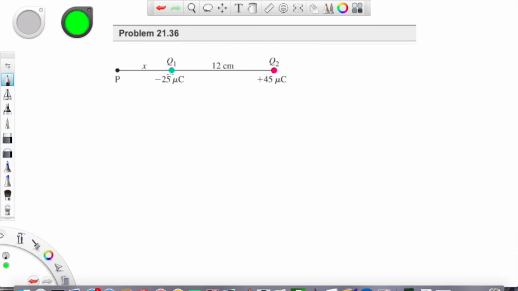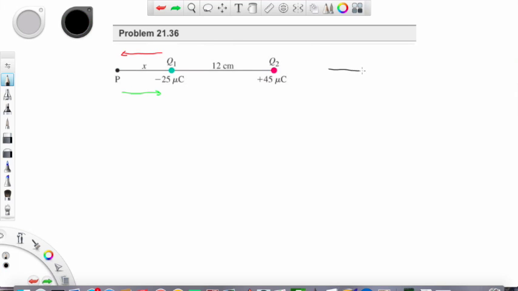First of all, this negative charge will have an electric field pointing this way, towards the charge, and the contribution from the positive charge is in this direction, pointing away from the charge. So at the point P, we have two electric fields, and at some distance they will cancel each other, and we are supposed to find what that distance, x, is.